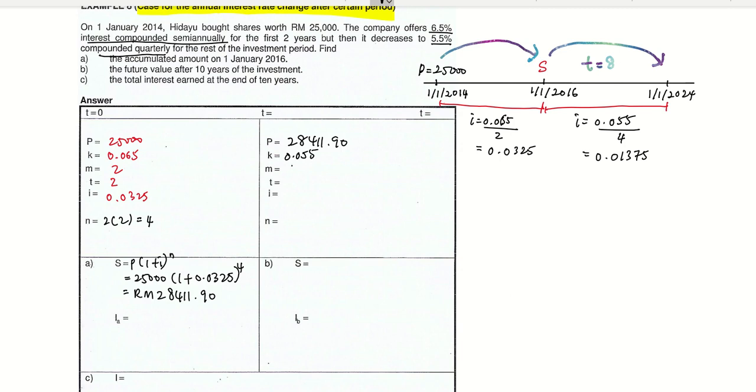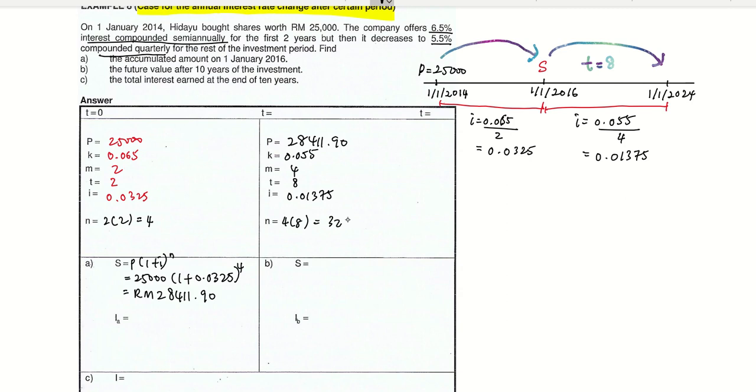Here m is 4, t is 8. So i is 0.01375. And then for n, we use t equal to 8 and m equal to 4. So n is equal to 4 times 8, which is equal to 32.